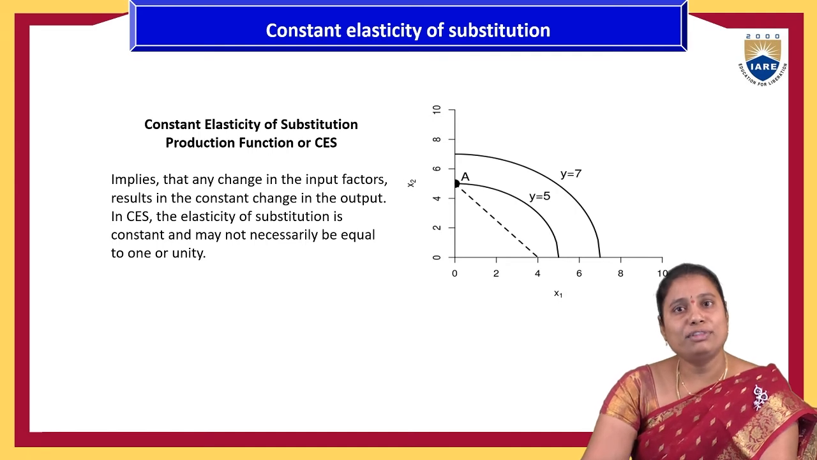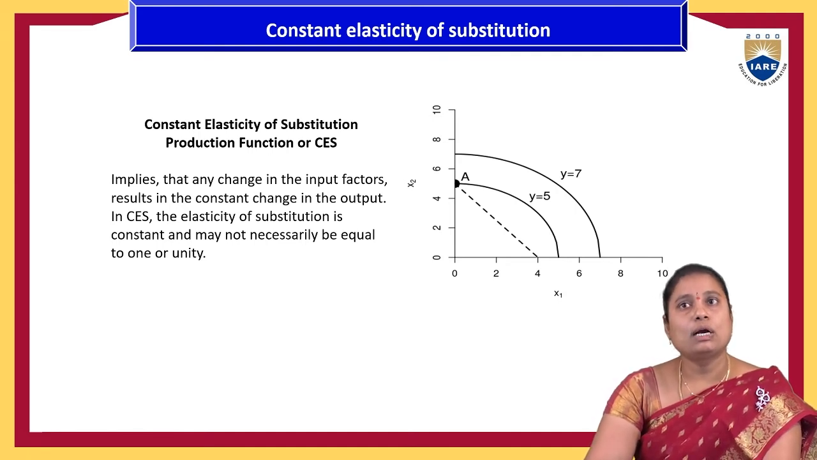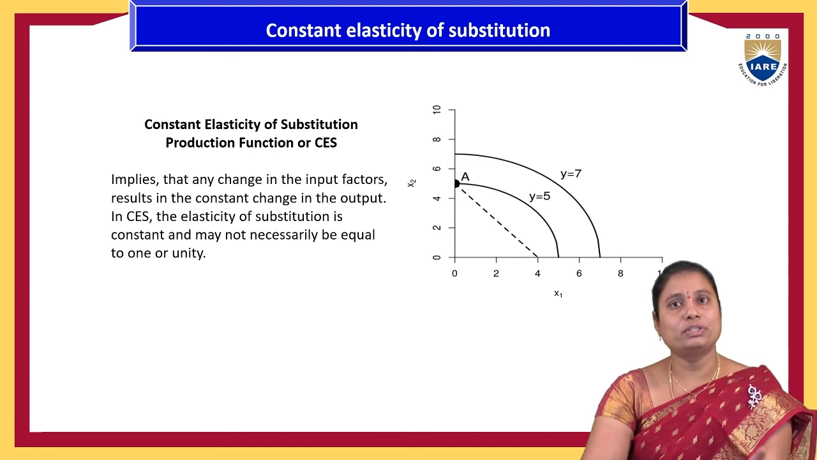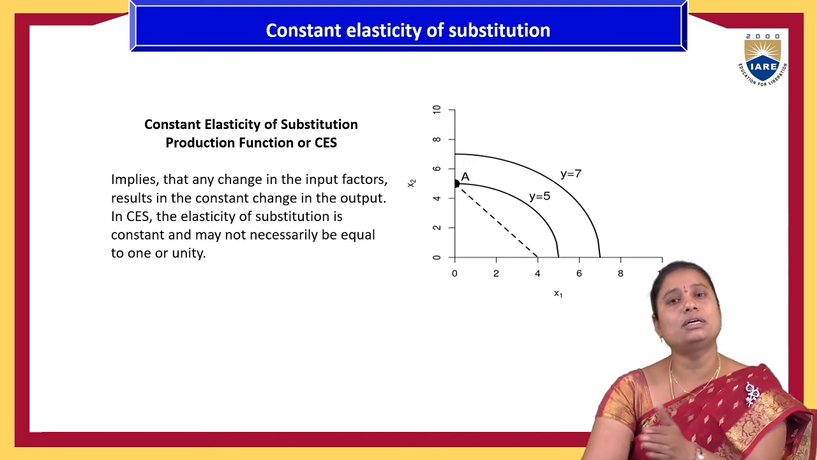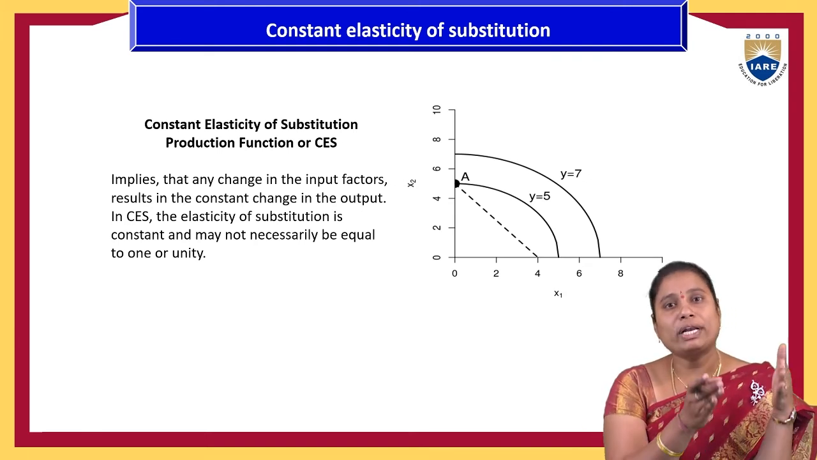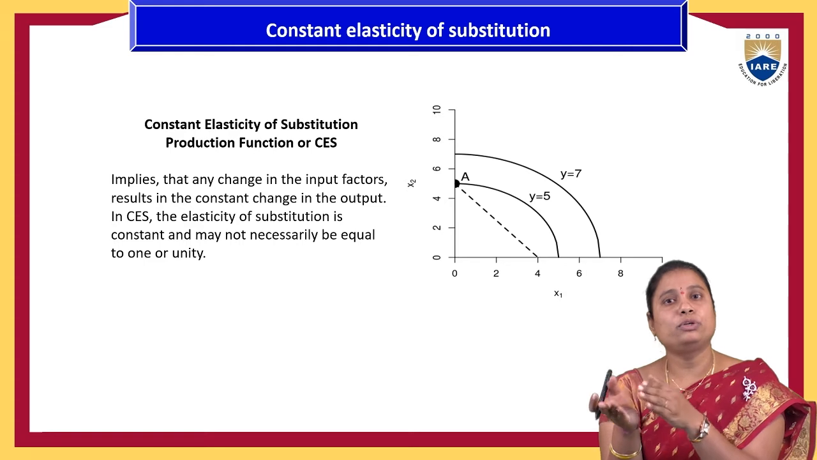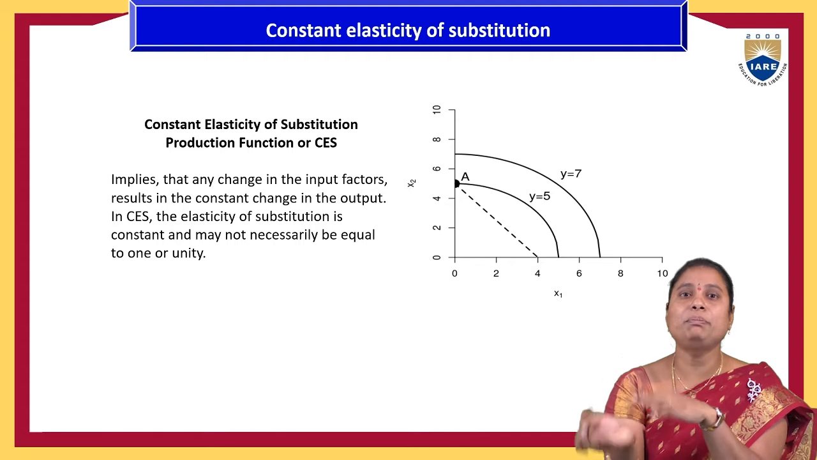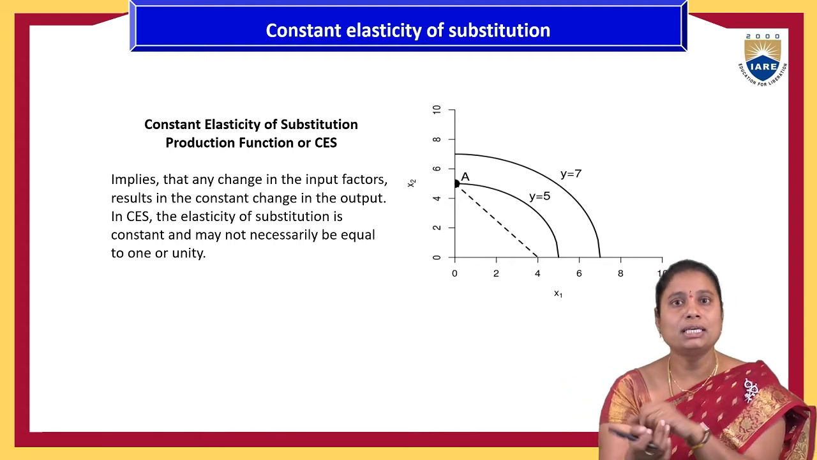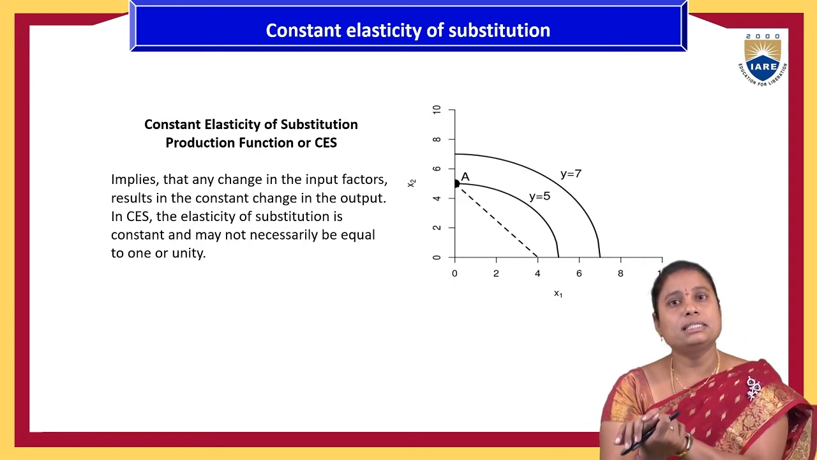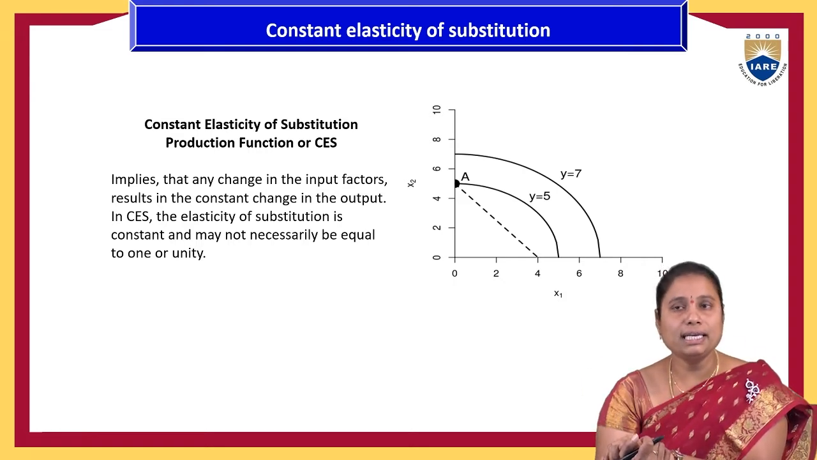The next kind of production function is constant elasticity of substitution. It implies that any change in the input factor results in a constant change in the output. For example, if on 1 acre of land a producer produces 20 bags of rice, with the same labor and same technology, but in another place the 1 acre he has taken, with the input totally replaced, there is another level of output he can expect.